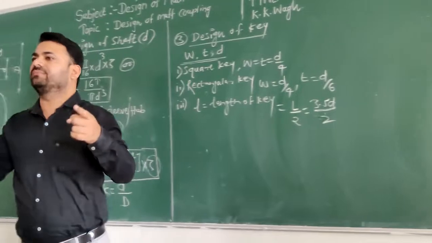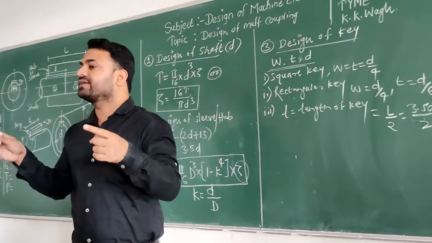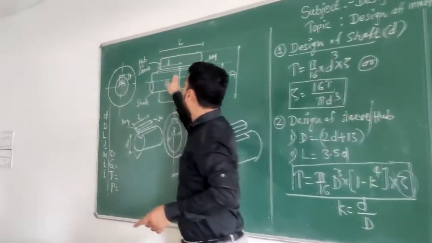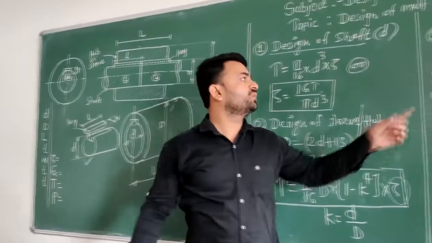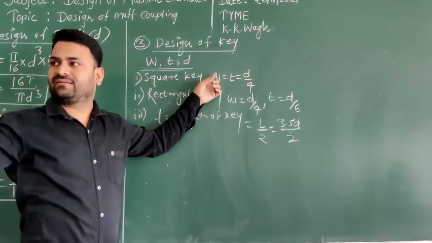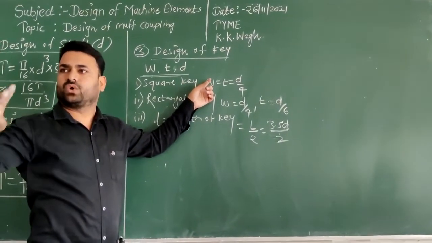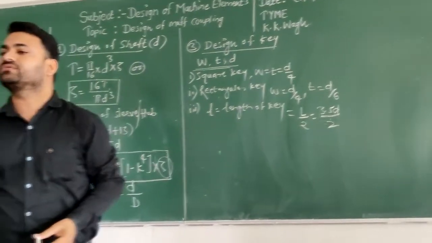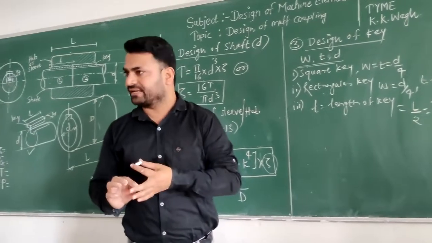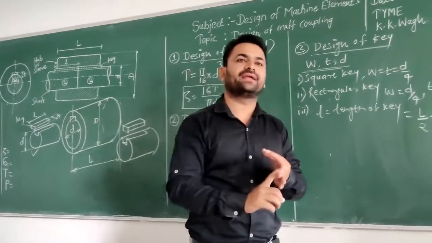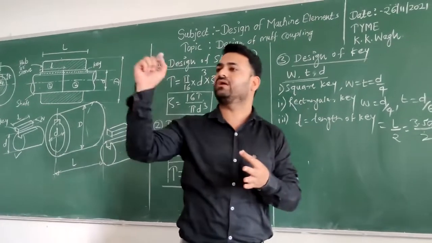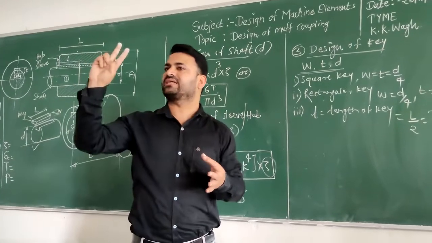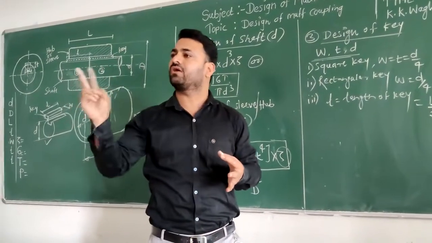Once you get the length of the hub, the key will be half of the length of the hub. So now you get it. Width of the key is known. Thickness of key is known. And third, length of key is also known. Only two things that we have to do: check the key for shearing failure and check the key for crushing failure.